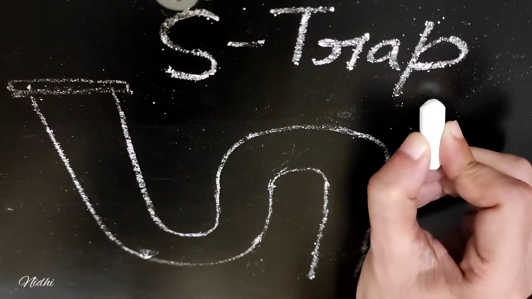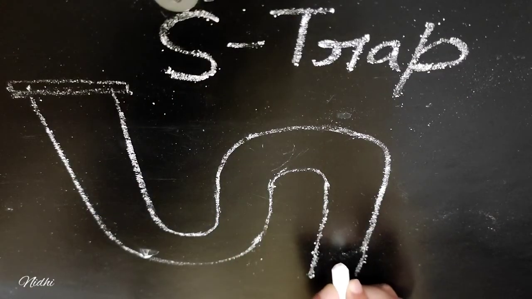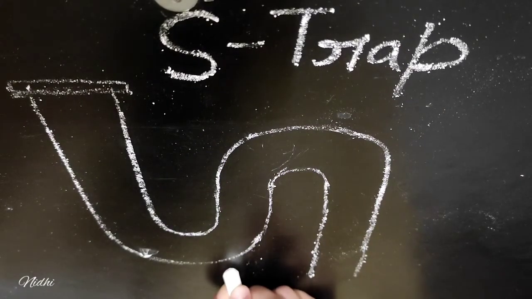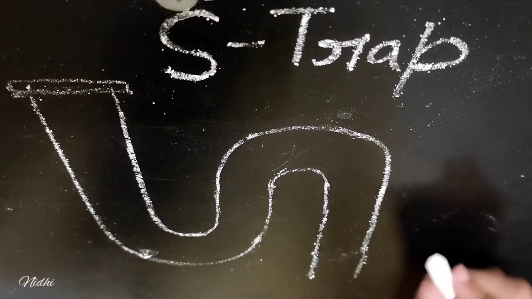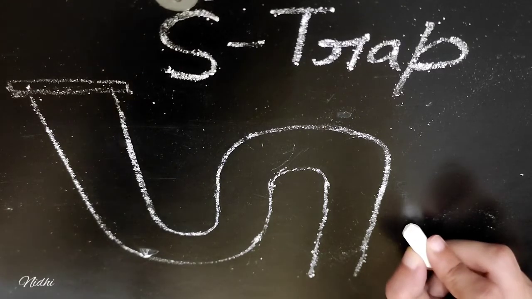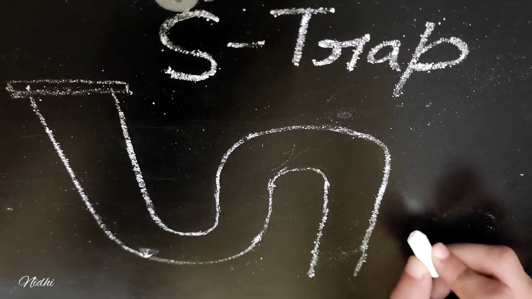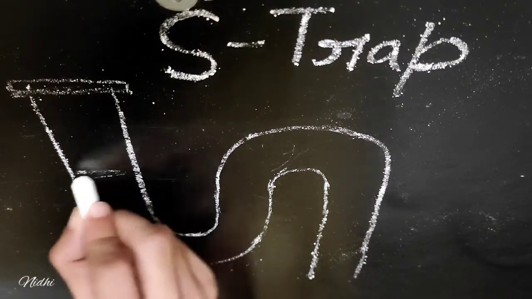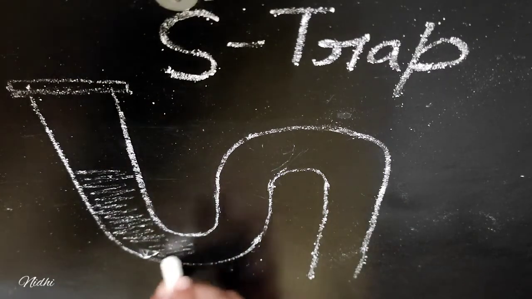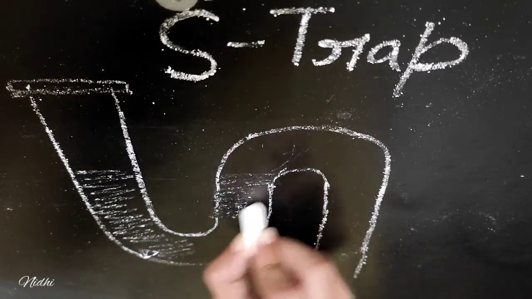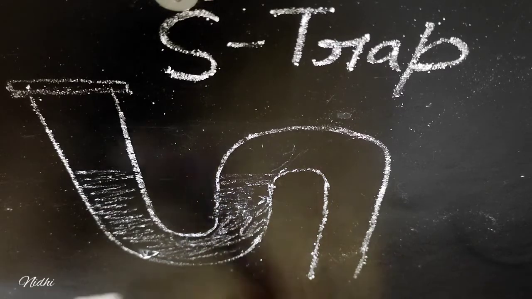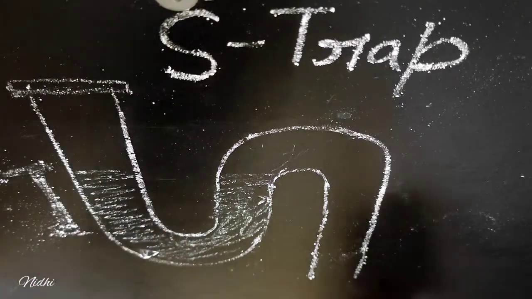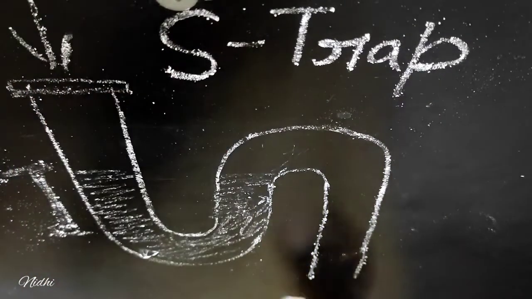This is an S trap. An S trap is similar to the P trap that we already covered, and this is used for fixing a WC. The S trap is helpful for outlet through the floor, and the P trap is helpful for outlet through the wall. In this trap, a small amount of water is stored here, and it's a water seal that stops the foul gas. This is the inlet and this is the outlet.